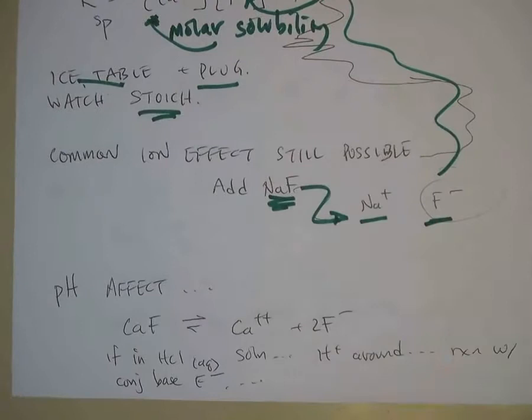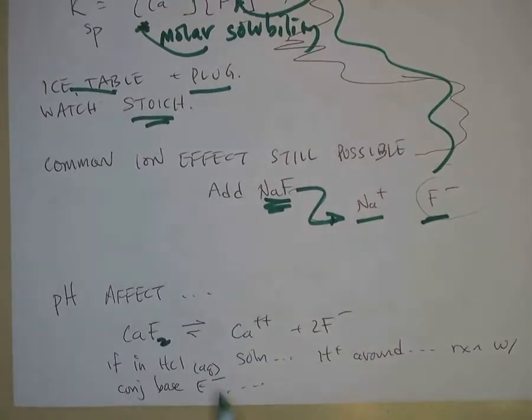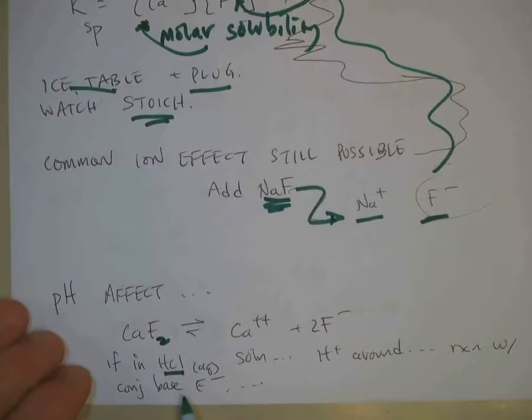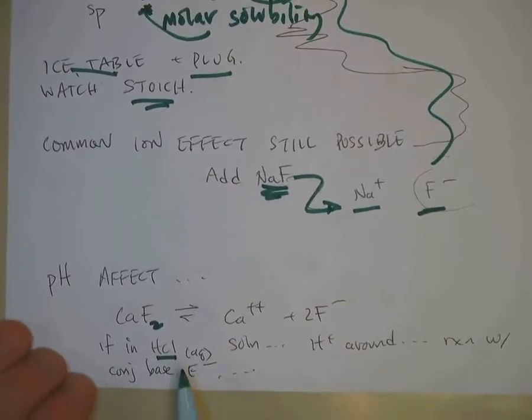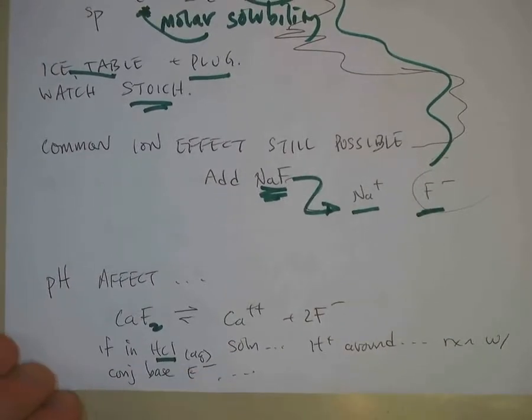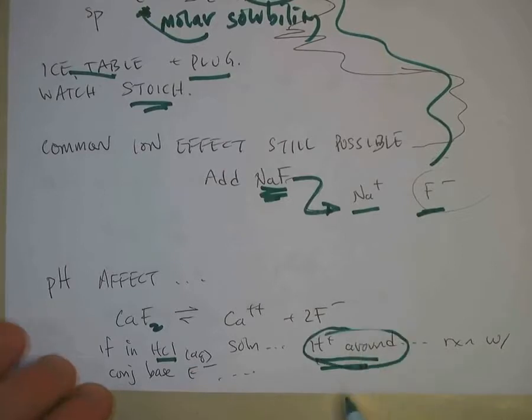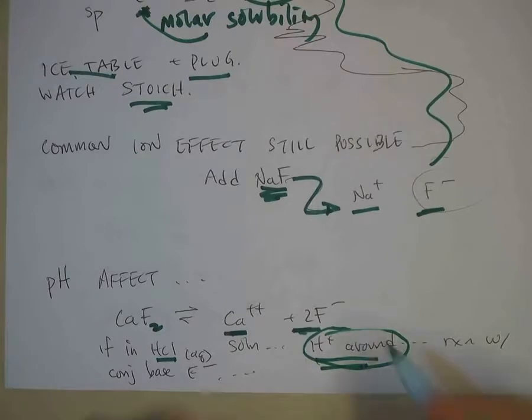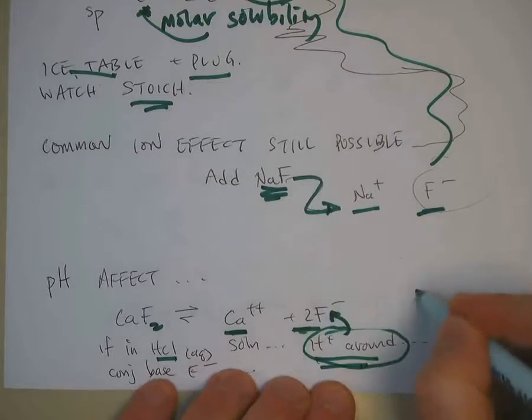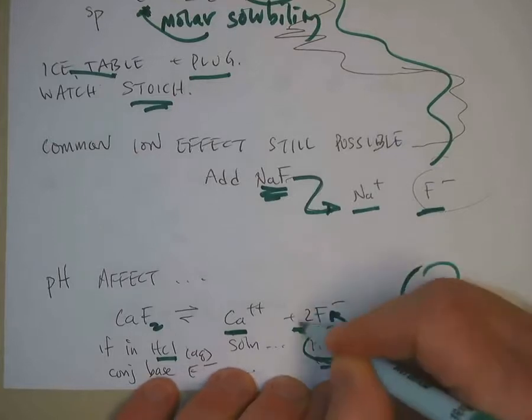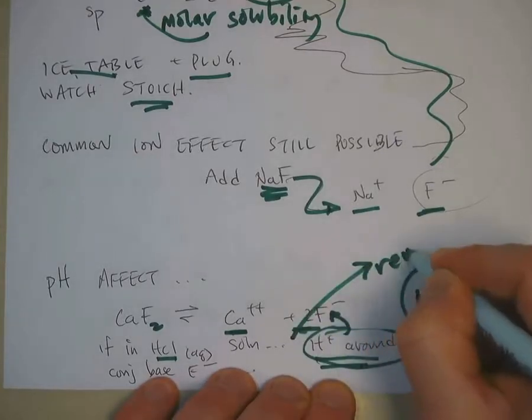pH can affect solubility. For example, in our CaF2 that we have right here, if we dissolve it in an acidic solution, like say for instance it's being dissolved in 0.1 molar HCl, the solution has lots of H pluses around. The H pluses will want to go and react with an ion that could form a weak acid. Remember, weak acids want to stick together really well, and so the H pluses would come and glom onto the Fs and form HF, in effect removing this from solution.